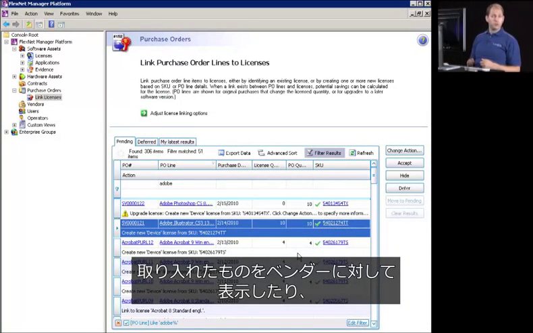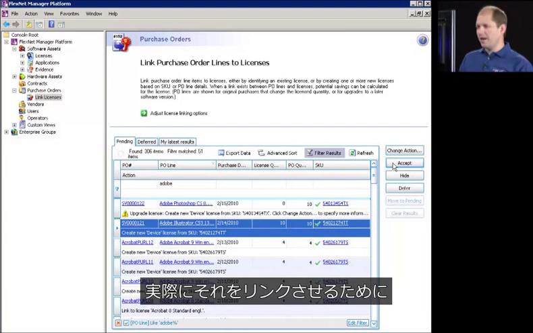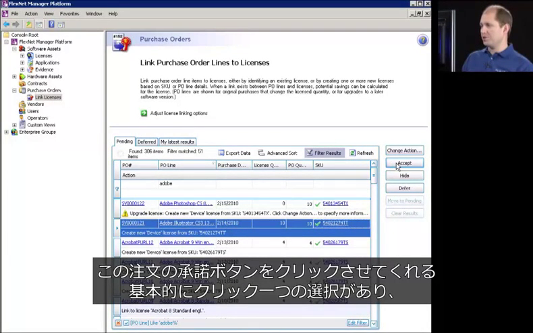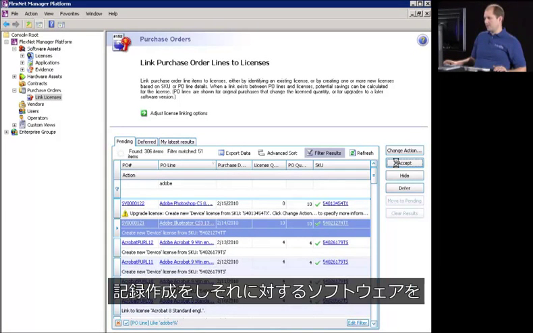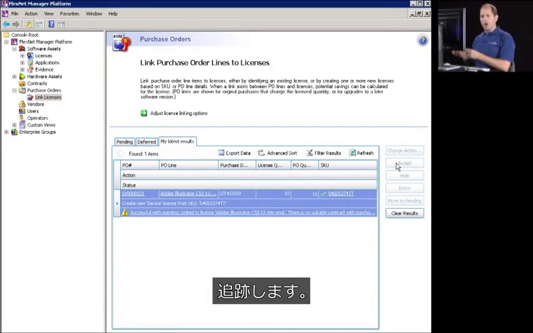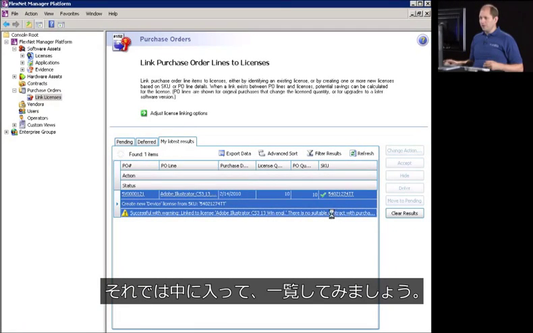And we can actually use all of that data to represent against a contract and against the vendor what we've bought from this situation. And to create a license tracking object and actually link that to the software we're trying to find in the organization, we've got basically a single click option, which lets me click on this accept button for this purchase order. It creates a record and tracks the software against it. Now let me go in and have a look.